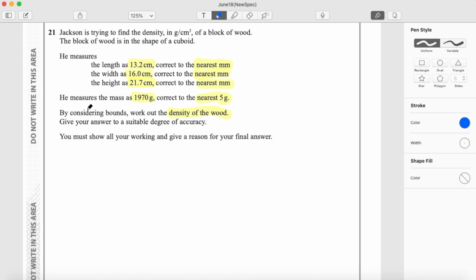So by considering bounds, work out the density of the wood. That's our question here. So we need to consider bounds for each of these lengths. We'll also need to consider bounds for this mass, and then we'll also need to consider bounds for the density of the wood. So the way I would do this is do length bounds, width bounds, and height bounds.